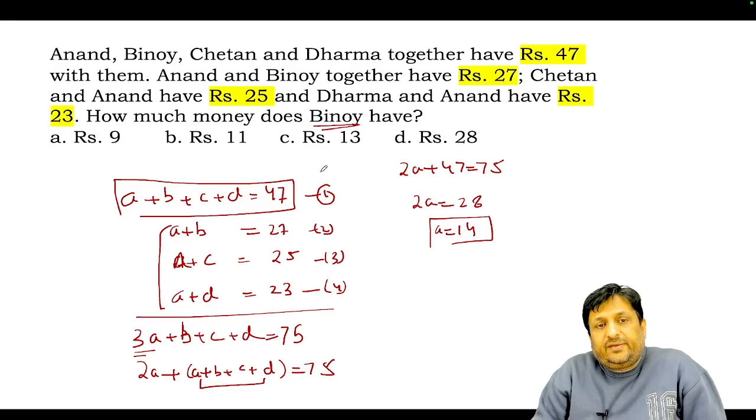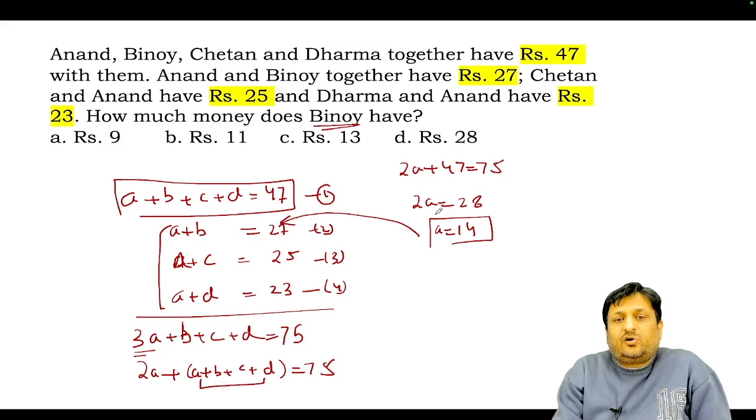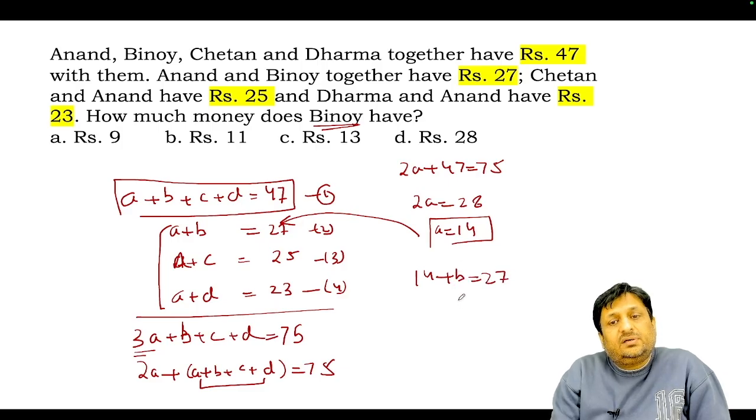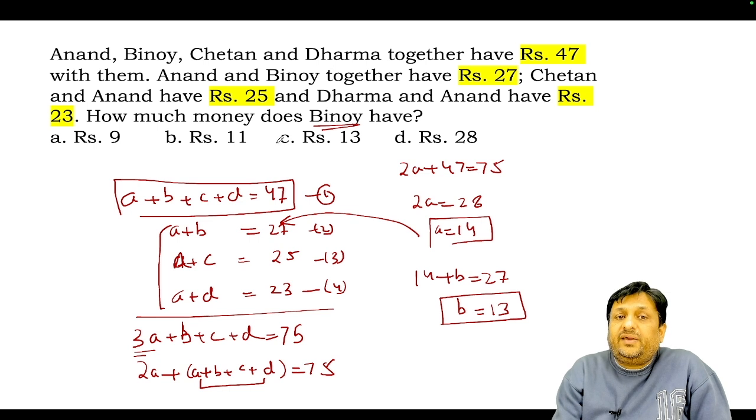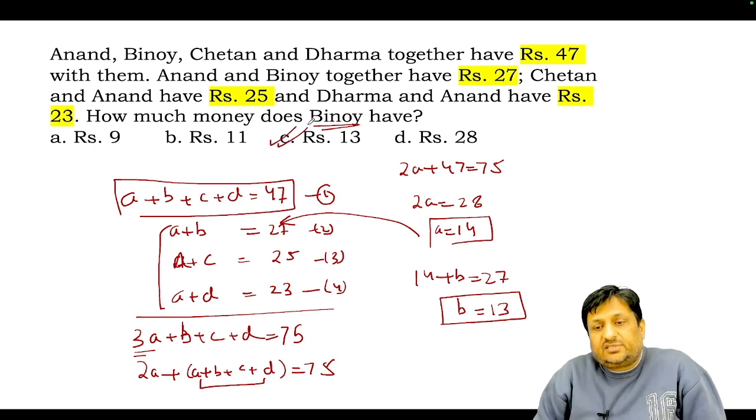So Binoy, B. So let me put the value of A here in the second equation. So A is 14, B I need to calculate, and together they earn 27 rupees. So B must have 13 rupees with him. Binoy must have 13 rupees with him, which makes option C my answer. Okay, let's move to the next one.